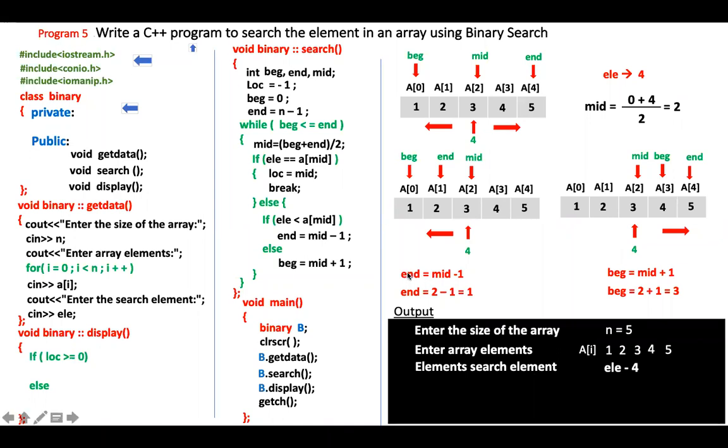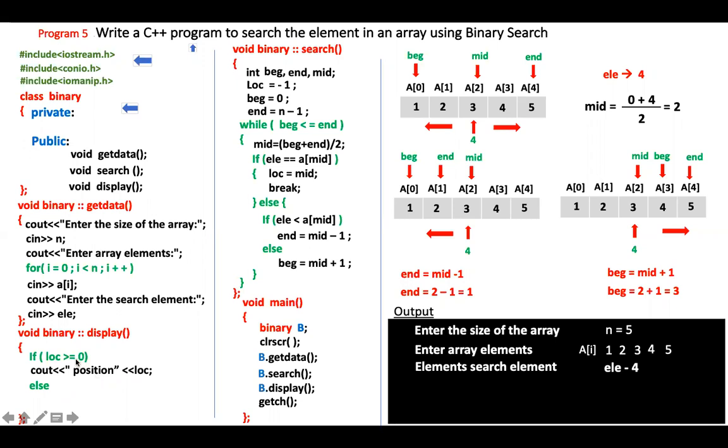And if your element is found in your array, it will check whether your location is confirmed or not. Since my element 4 is found at position 3, my location position, that is location or position both are same, is 3 greater than or equal to 0? If it is greater, then it will print the position where your element is found.